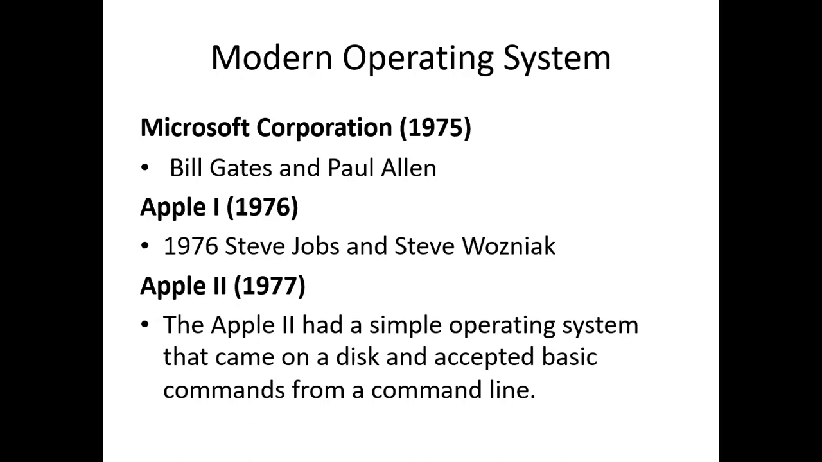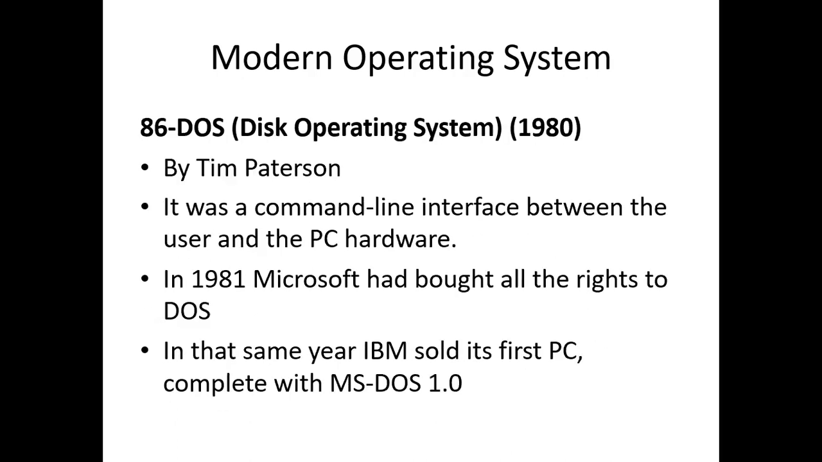This is an operating system, Apple I, and then Apple II. Now Apple II is a simple operating system that came on the disk and accepted basic commands. So it was running on a command line, okay, like it wasn't having any interface. You needed to know how to do some commands to use this kind of operating system. It is the same as Apple I. Okay. Then in the 1980s, we had 86-DOS, which is disk operating system.